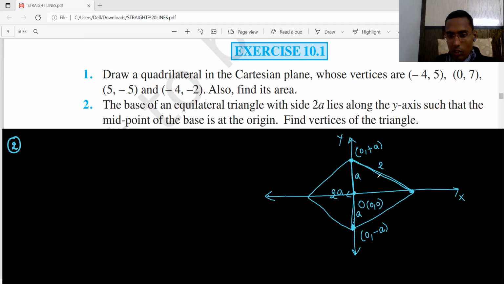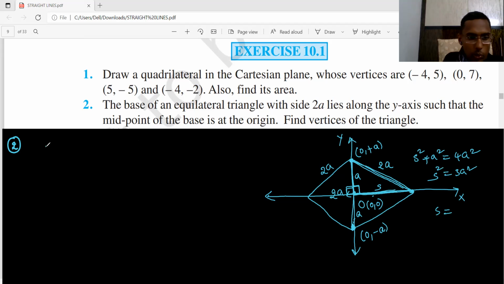2A, because it's an equilateral triangle. Okay, this is 2A. So this is A, this is 2A. Therefore, we can find out this, right? Yes, because this is a right angle. This is A, this is 2A. We can find out this, right? So this side square plus A square equals 4A square. Right? So this side I am taking as S. So S square equals 3A square.